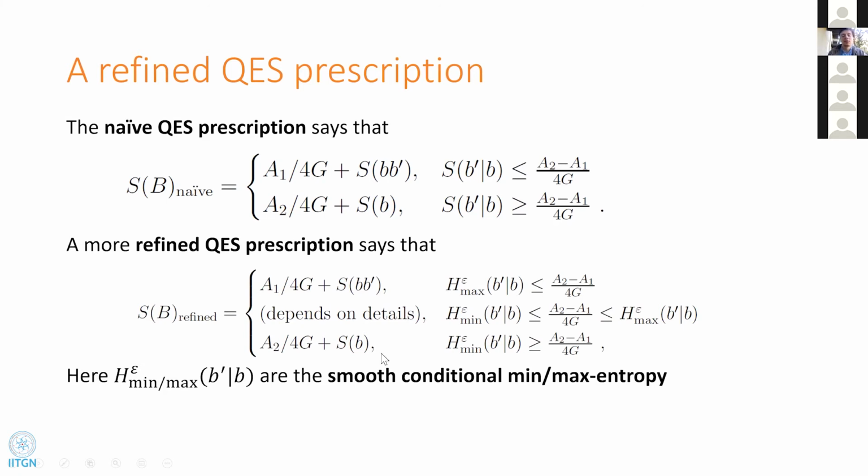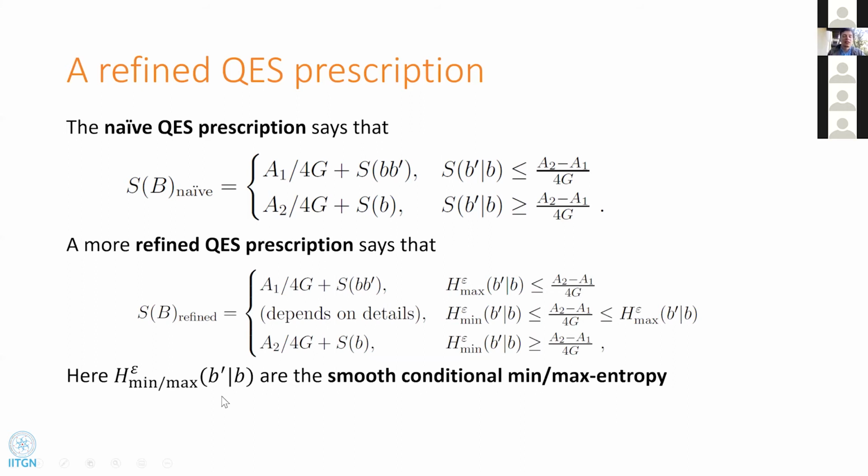And similarly, for the bottom formula to be true, we need the conditional smooth min entropy to be bigger than the area difference. However, there's some intermediate range in principle where the min entropy is smaller, but the max entropy is bigger. And in that case, there's just not some simple rule. It's going to be smaller than either of these two quantities on their own, but in general, it can be some pretty complicated thing. It will depend on the details of the whole spectrum of the state, not just its entropy.